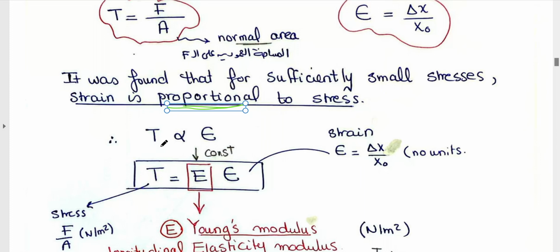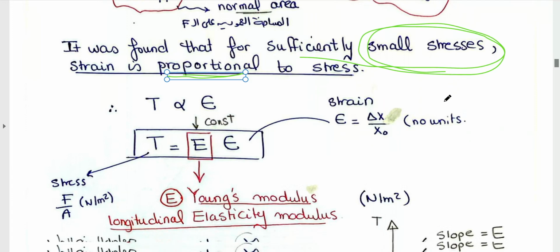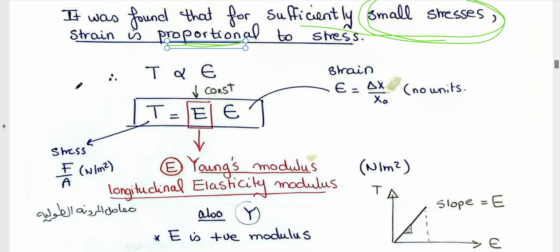So stress is proportional to strain. But take care, this is for small stresses only. When I have larger stresses, the relation will differ. According to this relation, the proportionality sign could be replaced by an equal sign and a constant. The first rule we have is stress equals constant multiplied by strain.